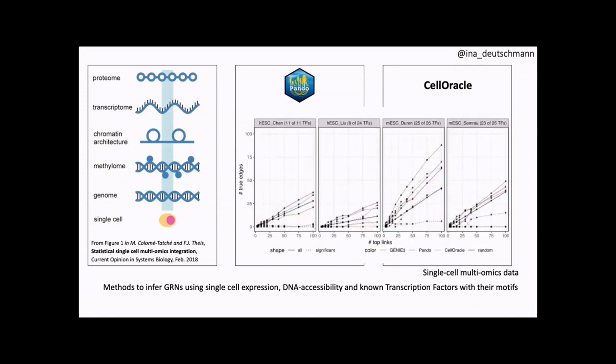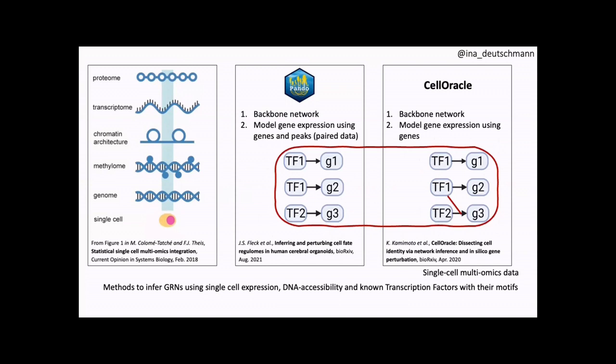We also applied it to the 4 data sets. And as you can see, we are better than random guessing in all 4 cases. And that's already good. And we outperformed Gene3 in 3 out of 4 cases. I told you that both Pando and also CellOracle give you a network consisting of potential transcription factor gene regulations.